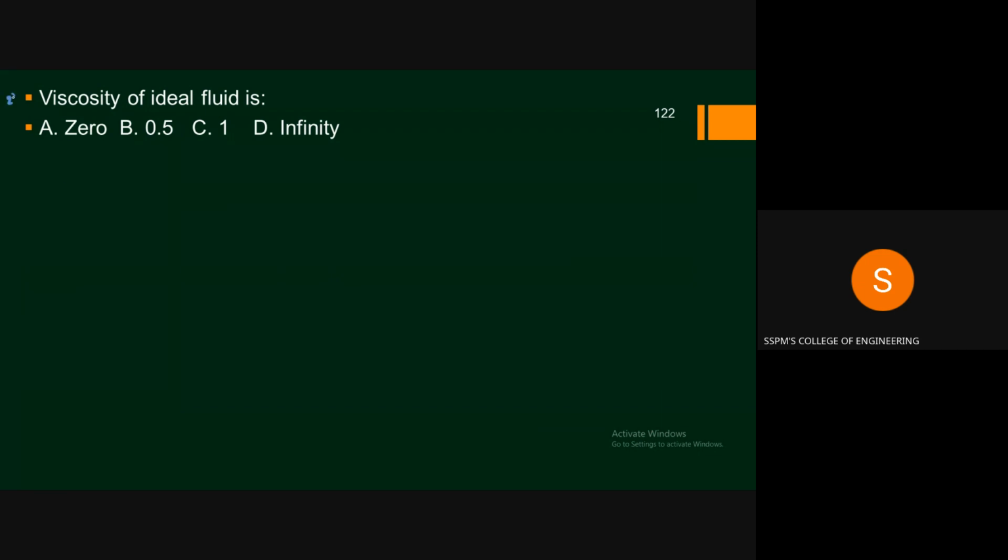Next question is about the ideal fluid. You should know some properties of the ideal fluid, such as its viscosity. Ideal fluid viscosity is always zero, so an ideal fluid is referred to as inviscid. The meaning of inviscid is that it doesn't have any viscosity. So the correct option is option A, viscosity is zero.